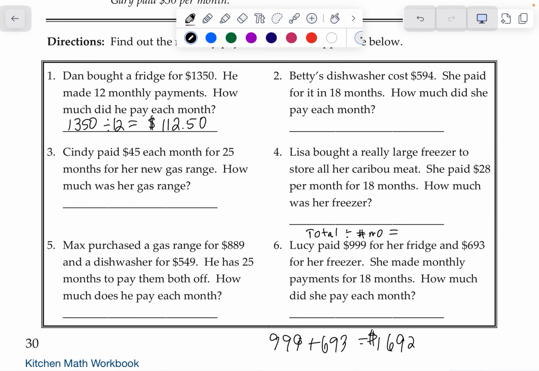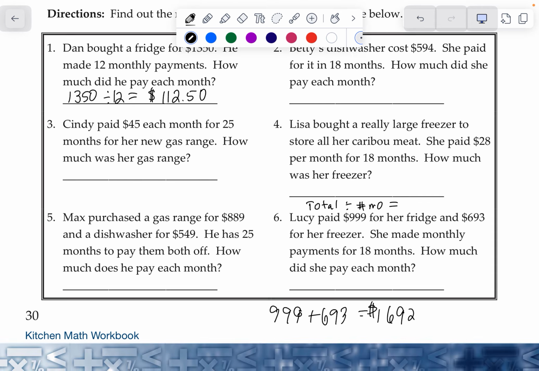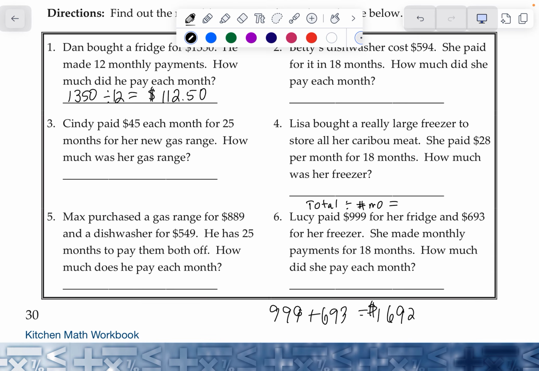So that is what you end up paying total. So it's got to be the total. So you're going to do $1,692, that total, divided by 18. So just be careful if you buy more than one thing that you've totaled them out. So $1,692 divided by 18 comes out nicely, exactly to the nearest dollar. It's perfect, $94.